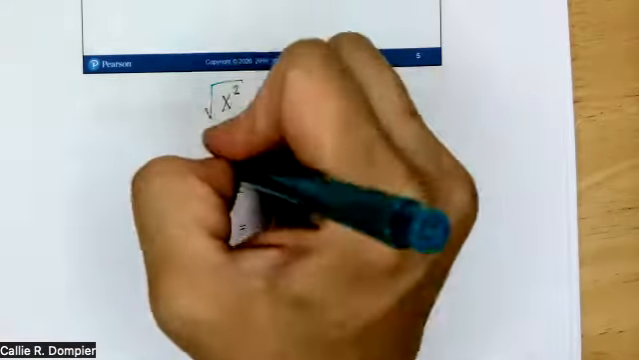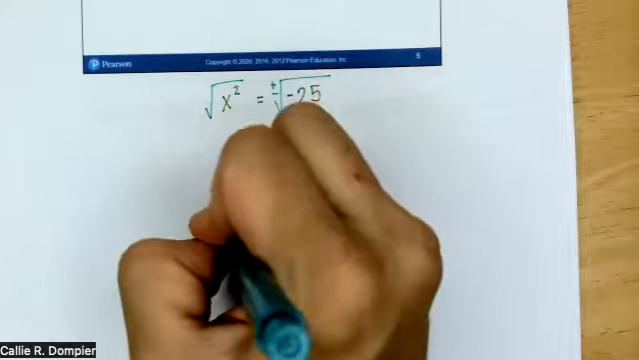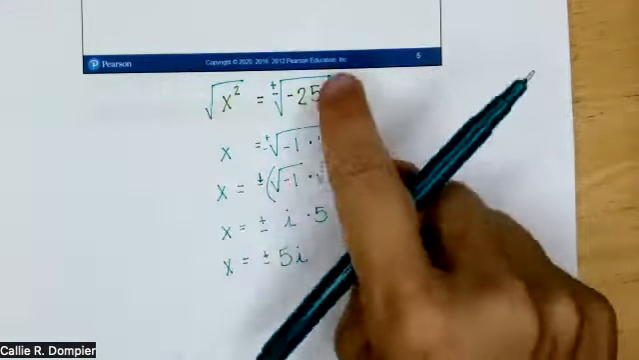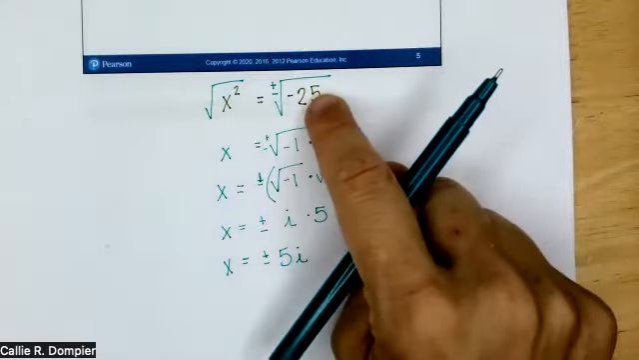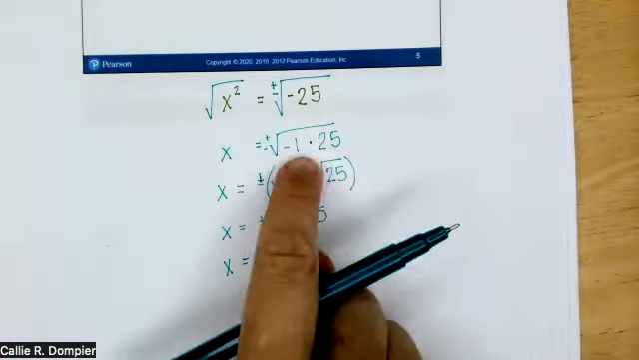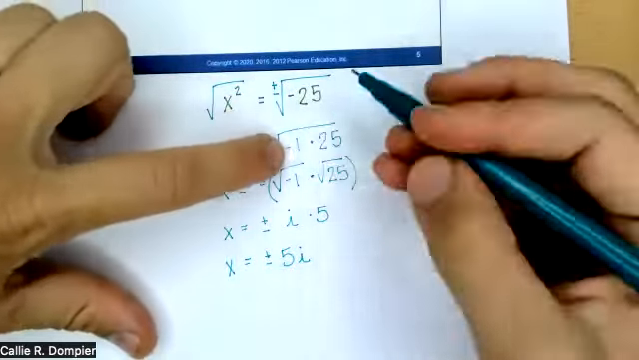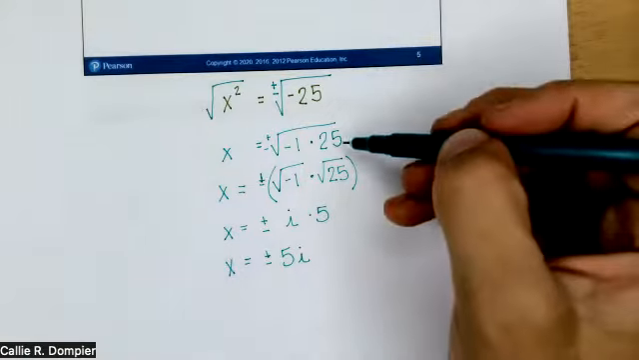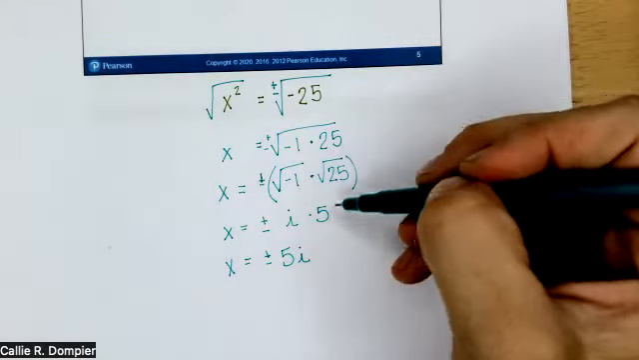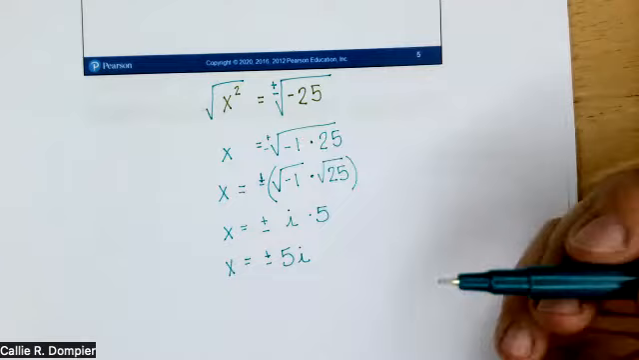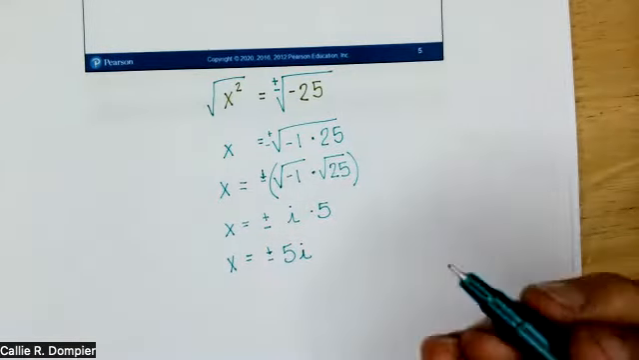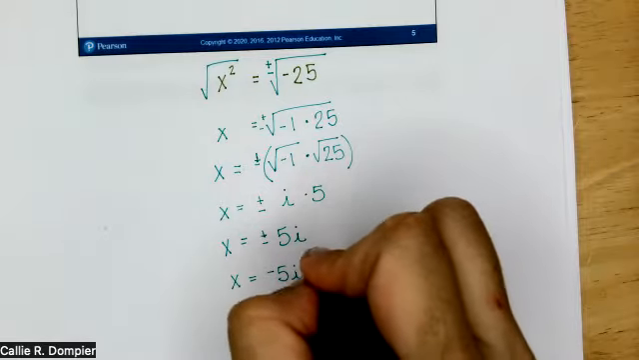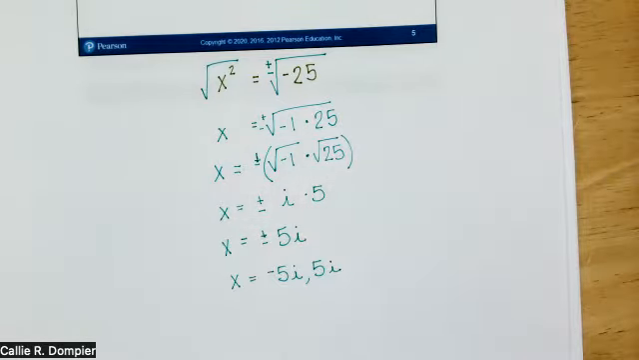Any questions? So here the x squared was immediately canceled out by the square root symbol. Here we put a square root symbol over everything, as well as a plus and a minus. We factored negative 25 into negative 1 and positive 25. The square root of positive 25 is 5, and the square root of negative 1 is i, so it's plus or minus 5i. So x is negative 5i, or x is 5i.